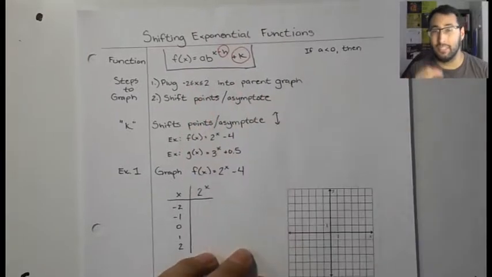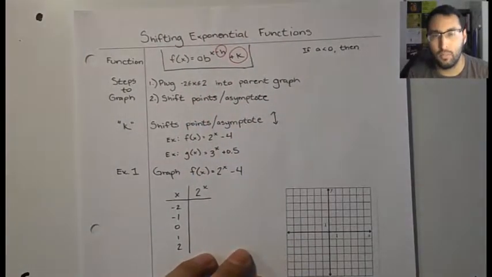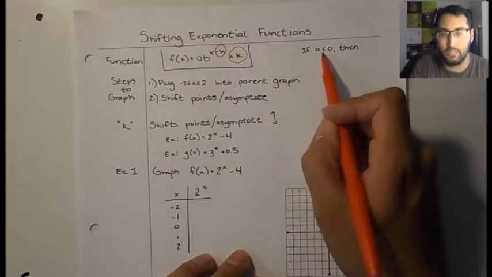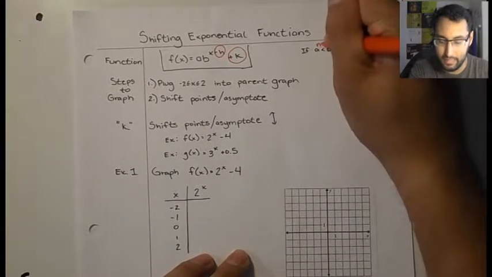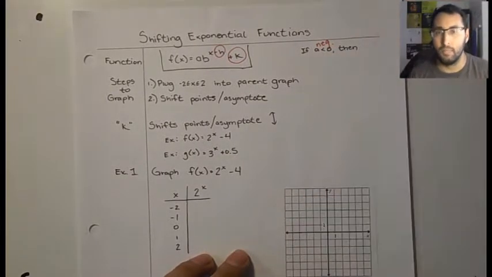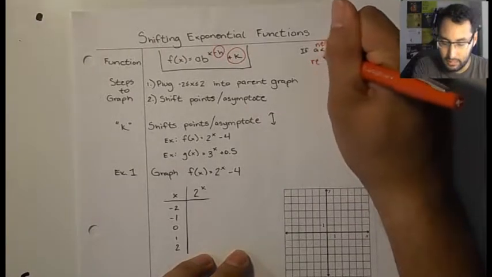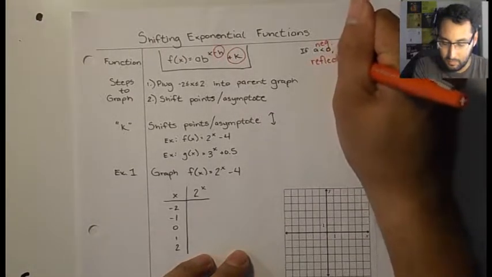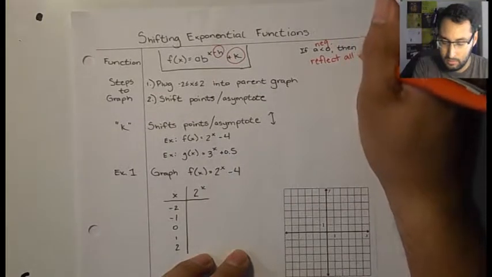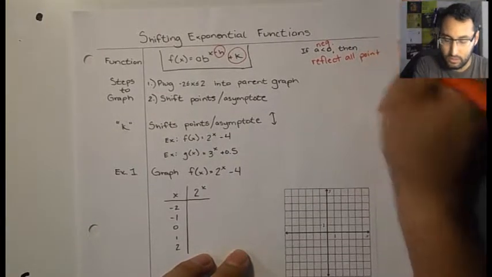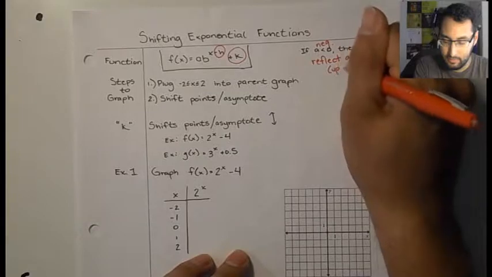Now this a value does something, and the only real thing that I want you to get out of this video is if the a value is less than 0. What that means is if the a value is negative. All that does is that you reflect all the points. Really what it looks like, it's going to be upside down.